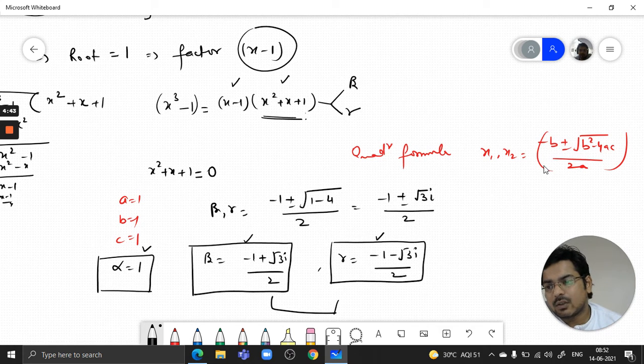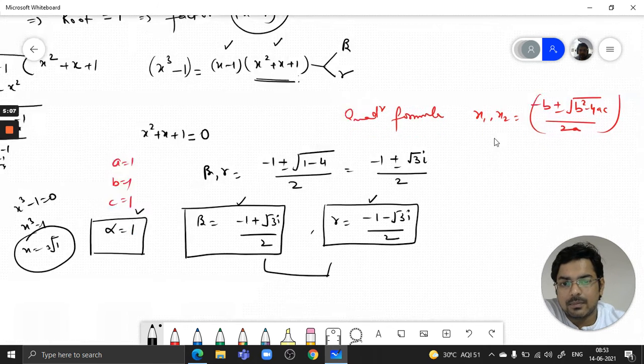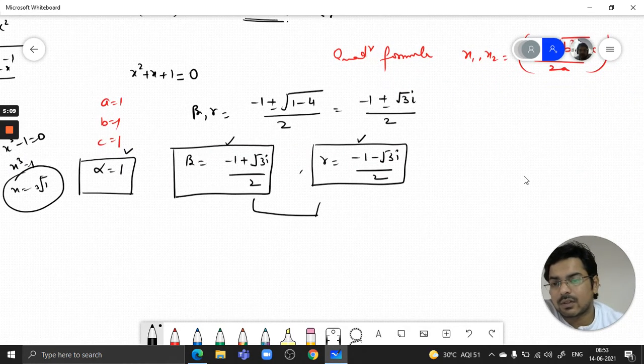So why do we say cube roots of unity? If we write x cube minus 1 equals 0, we can write x cube equals 1, and x equals cube root of 1. So the cube root of 1 yields 3 roots, alpha, beta and gamma. Alpha is 1, beta is this, and gamma is this. Now we name them.